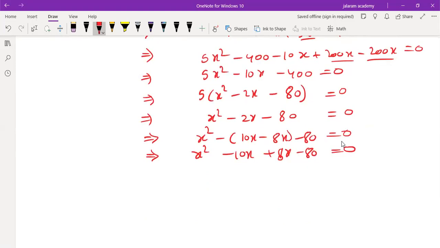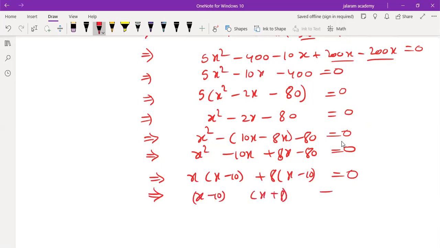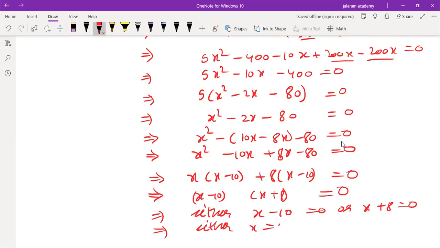It implies if we take X common, X into X minus 10 plus 8 common into X minus 10 equals 0. It implies now X minus 10 common into X plus 8 equals 0. It implies either X minus 10 equals 0 or X plus 8 equals 0. It implies either X equals 10 or X equals minus 8.